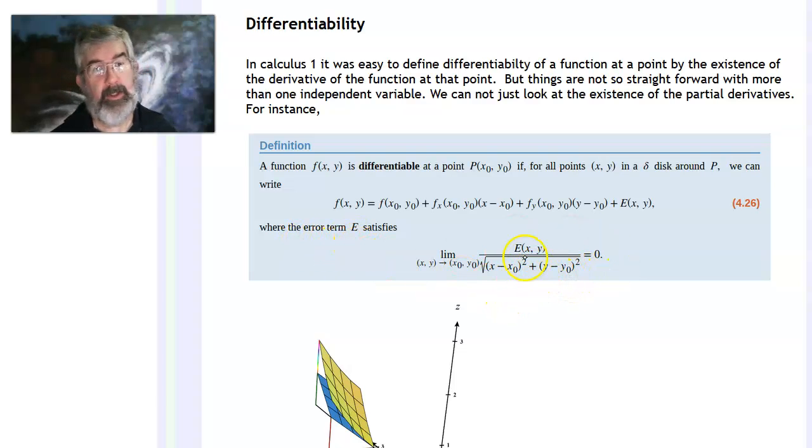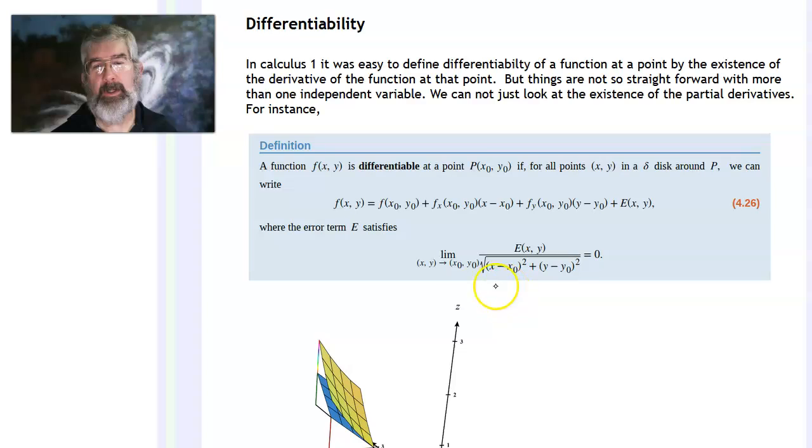Now, I'll take a closer look at what this says. Notice the first part is f of x, y equals, and the first three terms here are the linear approximation. So we saw in the last video that the linear approximation approximates the function but doesn't get it perfect. And the fact that it doesn't get it perfect means that there's some amount of error. So we're saying that we want to be able to write the function as the linear approximation plus some error function. And we want that error function to satisfy this limit.